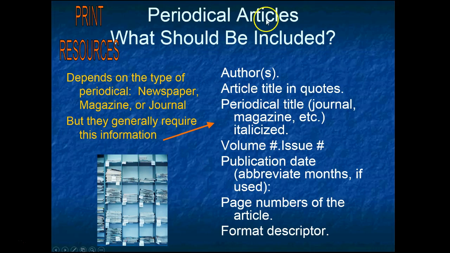If you're not going to use a book but you're going to use an article, such as a newspaper or a journal article or something from a magazine, again include the authors if there are authors, put the title of the article in quotes, put the periodical title, which is the name of the journal or the magazine, in italics, the volume number and issue number if it's there, the publication date, the page numbers of the article, and then the format descriptor. Let's go to the next.